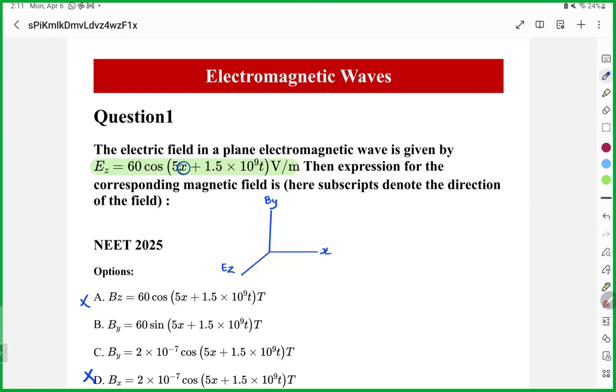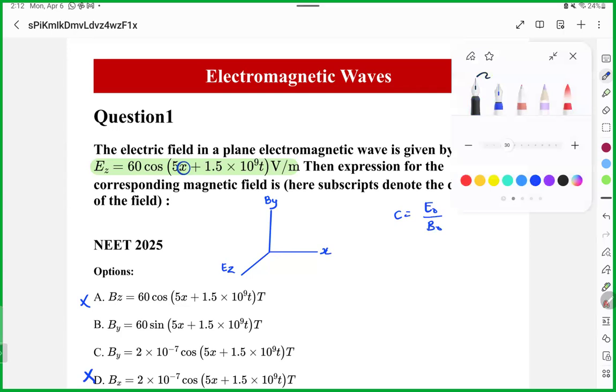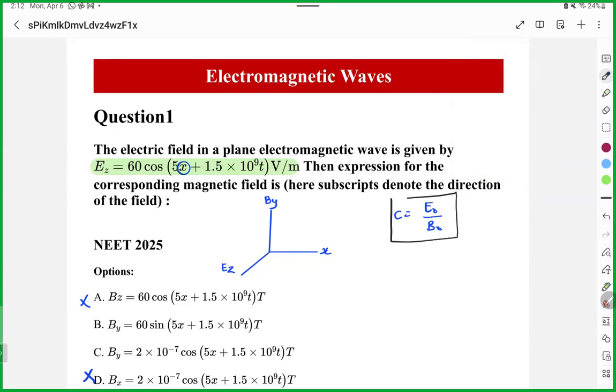Correct? Second, C is equal to E naught by B naught. Speed of light is equal to this. You know that, right? Speed of light is equal to 3 into 10 raised to power 8. Maximum value of electric field is 60. Magnetic field we have to calculate. So what will be the B naught value? 20 into 10 raised to power minus 8.